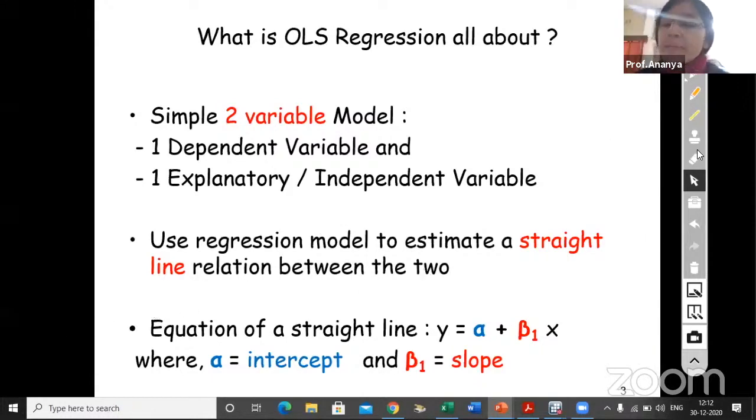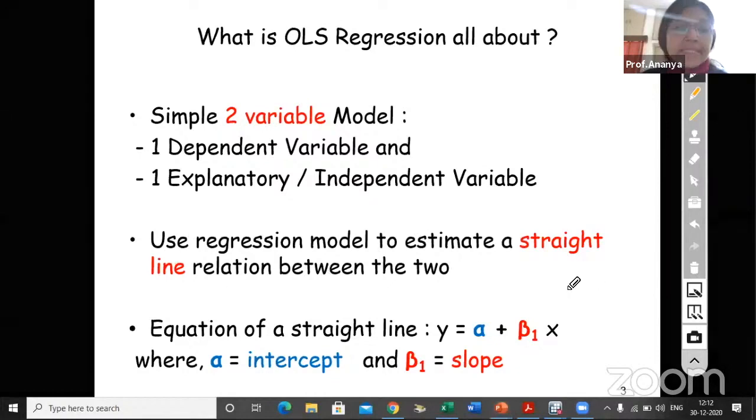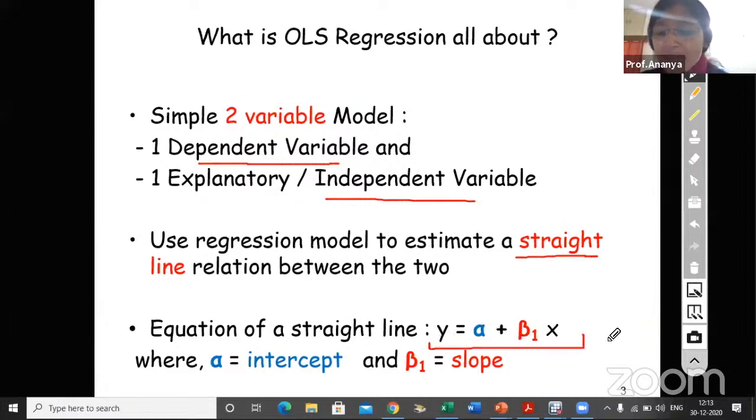So a regression model, when you're estimating a regression line, it's essentially estimating a straight line relation between your dependent variable and the independent variable. Now, I just wanted to stop here and talk about the equation of a straight line, which I'm sure you're all familiar with. So a straight line is of this form: y is equal to alpha plus beta 1 x, where alpha is the intercept and beta 1 is the slope. And y is our dependent variable and x is our explanatory variable.